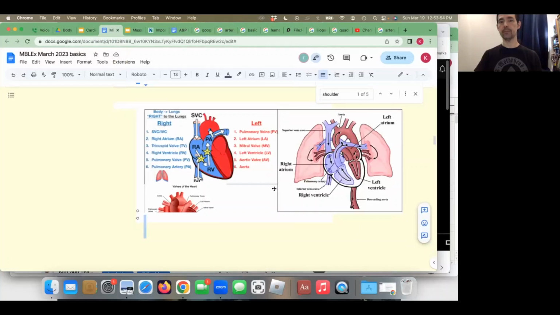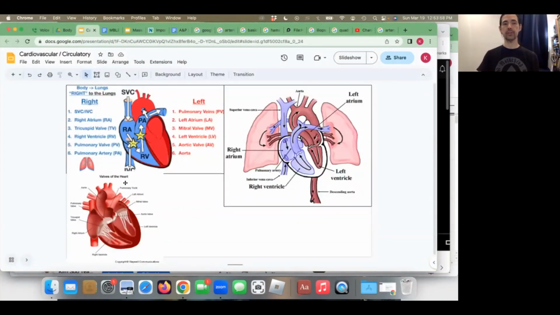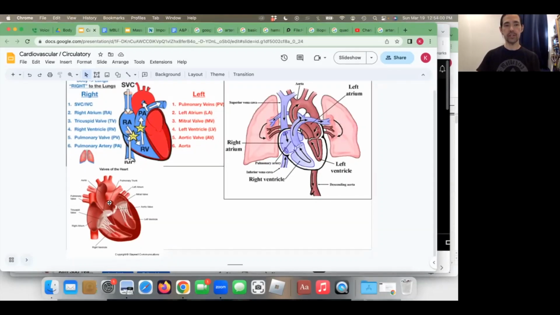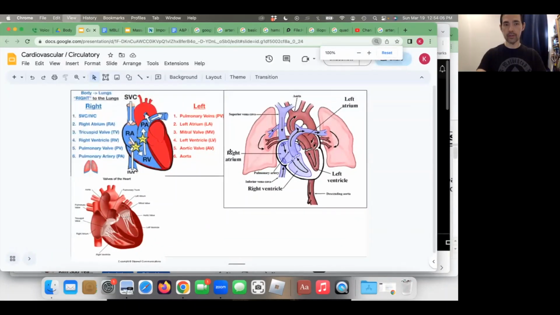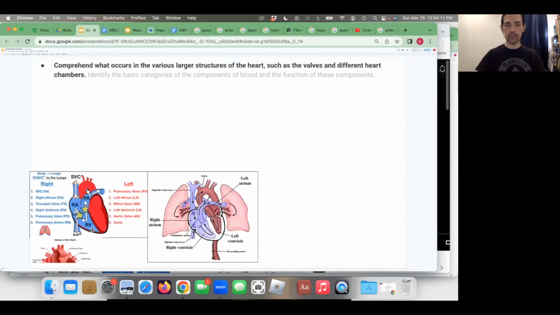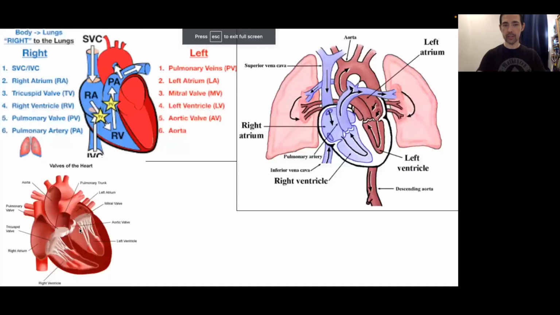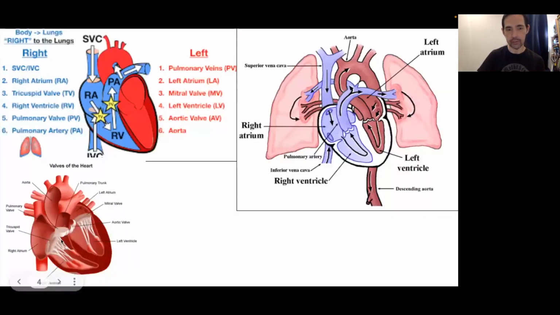Okay. If you go to the presentation, you'll also see this. Oops. You'll also see this graphic of the heart. I'm sorry, the controls are a little challenging for me sometimes. Okay, so you see this graphic of the heart. I hope this is big enough for you.